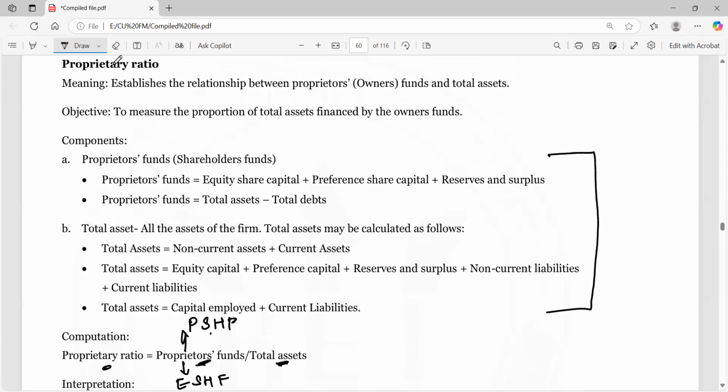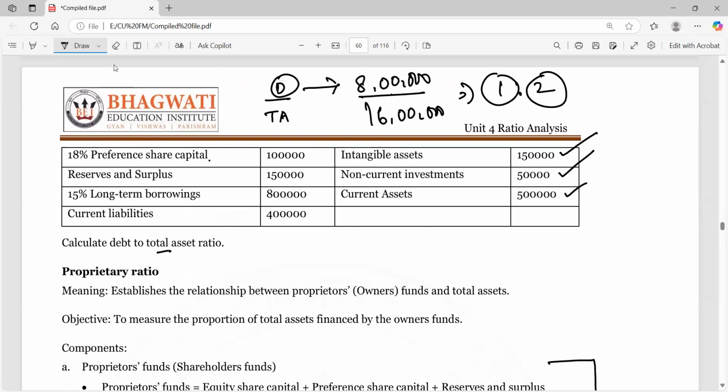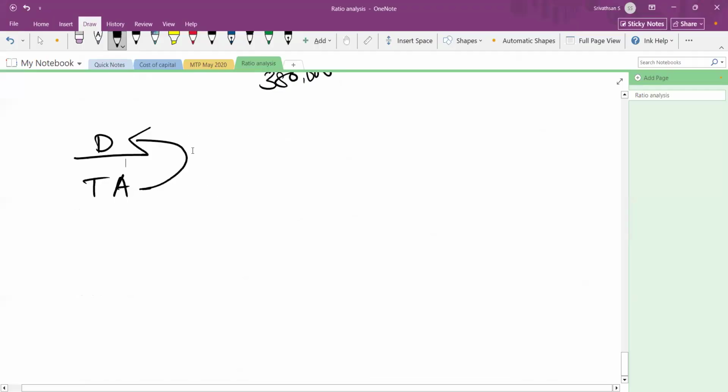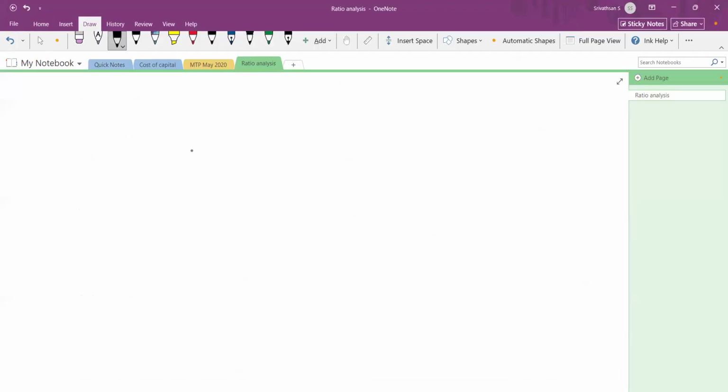Listen, question number 10 and question number 11, the numbers are same. In fact, in all the questions, the numbers are same. Only the requirements are changing, right? What is the total asset? 16 lakh, right? 16 lakh is the total asset. Out of this, what is the debt amount? Total debt? 8 lakh. Long-term debt is 8 lakh, right?